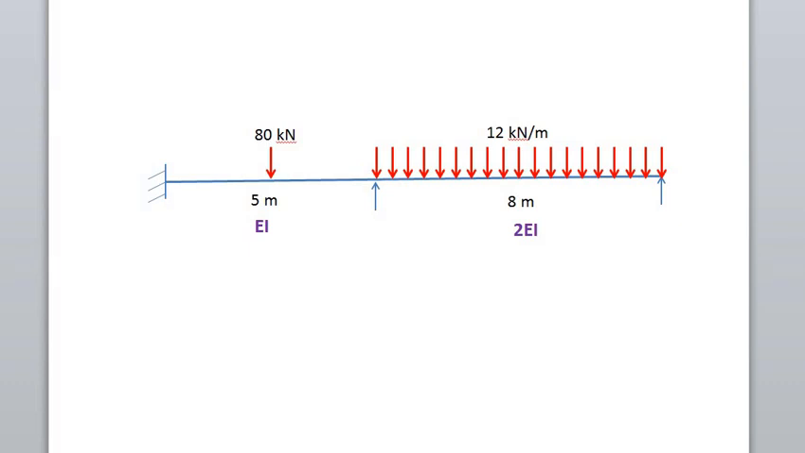So graphically, this is the problem. We have one support fixed, and two other simply supported supports. This portion is of EI cross section and this portion is of 2EI, double the stiffness. Then it is subjected to 80 kilonewton at its midspan. This is 12 kilonewton per meter UDL. So first we have to formulate slope deflection equations at each support for each span.